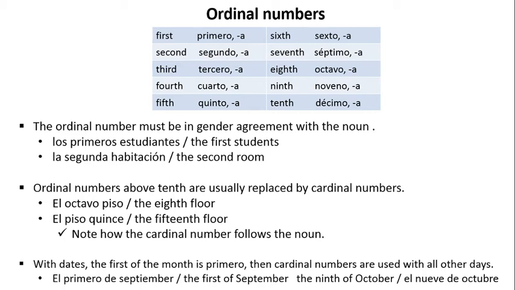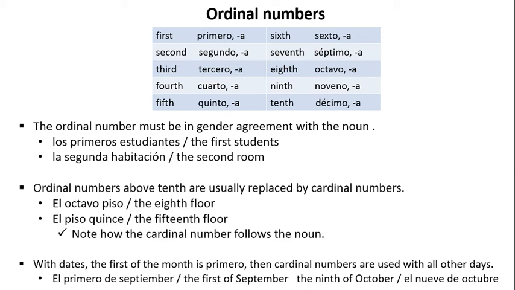The ordinal number must be in gender agreement with a noun. For example, los primeros estudiantes is the first students. La segunda habitación is the second room. Ordinal numbers above 10th are usually replaced by cardinal numbers. El octavo piso is the 8th floor. El piso quince is the 15th floor. Note how the cardinal number follows the noun.